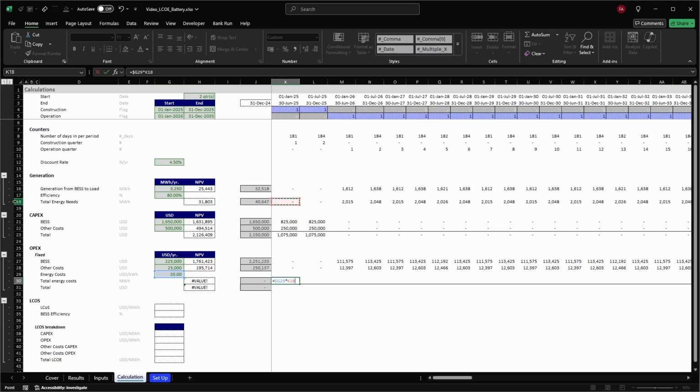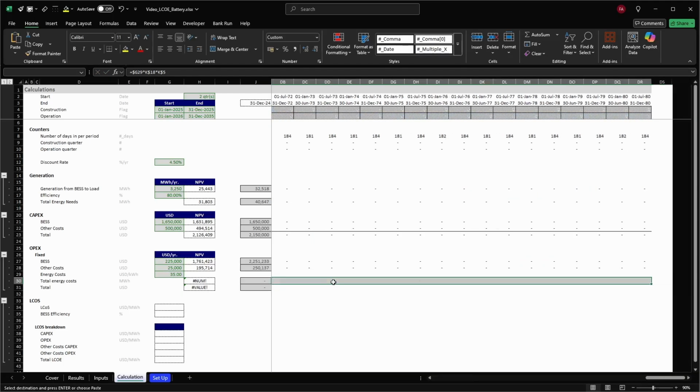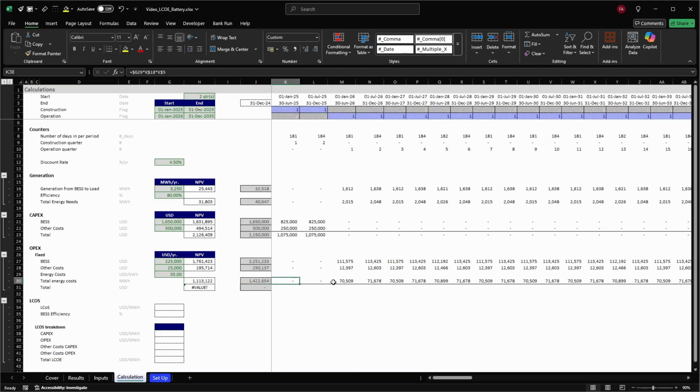It should be your total energy needs, not the generation from BESS to the load, because that's how much energy you're purchasing. Okay, so let me just delete it, and I'm also going to multiply this by the flag over here. I'm going to press F4 twice, and do the same over here. I'm going to copy and paste across, and that's the number we have.